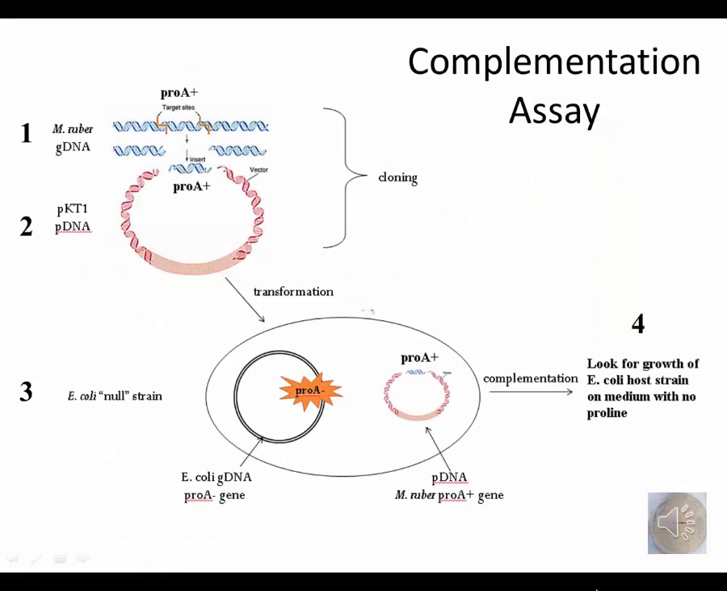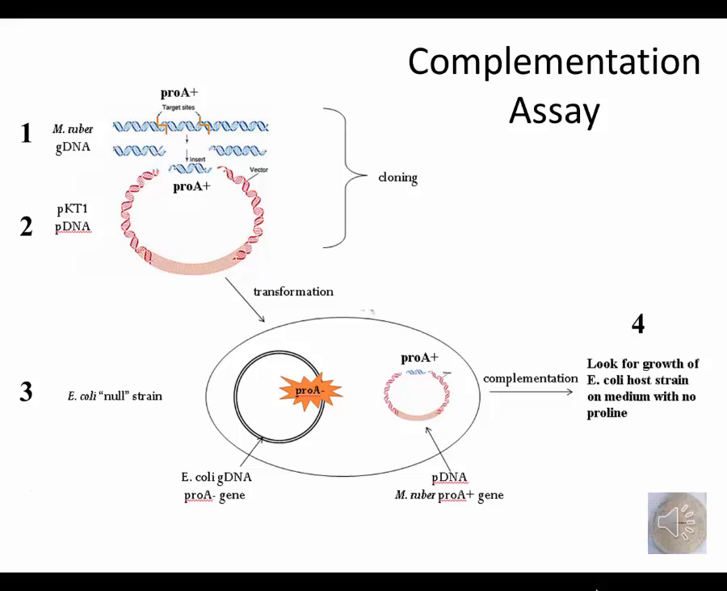This slide shows the underlying theory of a complementation assay as described on the GD Science website. At step 1, we see the ProA+ gene for M. ruber. This gene is isolated from the other genes in the genome by PCR. At step 2, the M. ruber ProA+ gene is inserted into the pKT1 vector through the process called ligase-independent cloning. The M. ruber ProA+ gene is inserted downstream of a strong promoter region. Consequently, under the right conditions, the M. ruber ProA+ gene will make a functional ProA protein product.